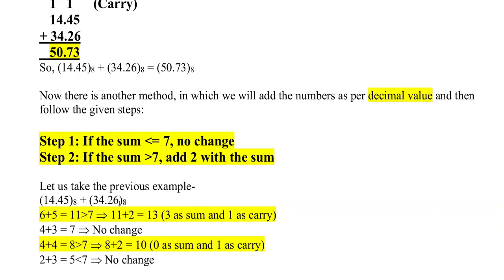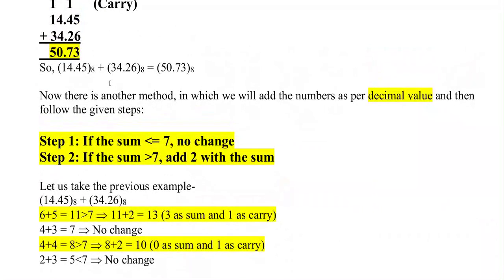So if I do that way, 14.45, 34.26, you see over here, 6 plus 5 is 11 in decimal. It is greater than 7, so add 2. So 11 plus 2, 13, 3 comes as sum, 1 goes to carry. Now 4 plus 1, 5 plus 2, 7, it is same, no change. Then next 4 plus 4 is 8, which is more than 7, plus 2, 10, 0 comes as sum, 1 goes to carry. And again, here 1 plus 1, 2, 2 plus 3, 5, no change. So the answer is 50.73.